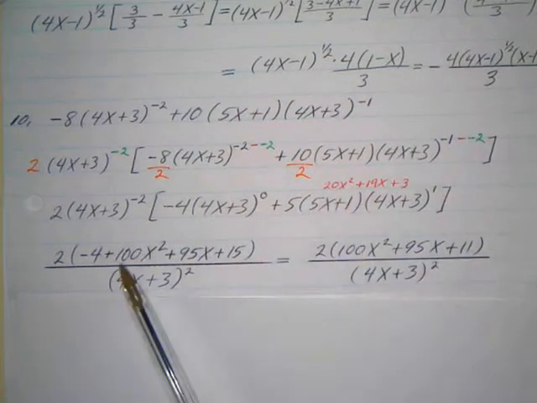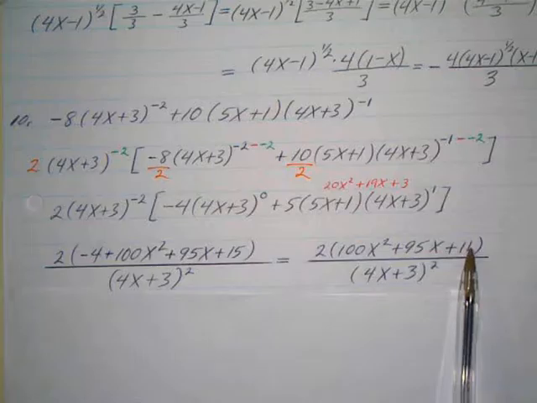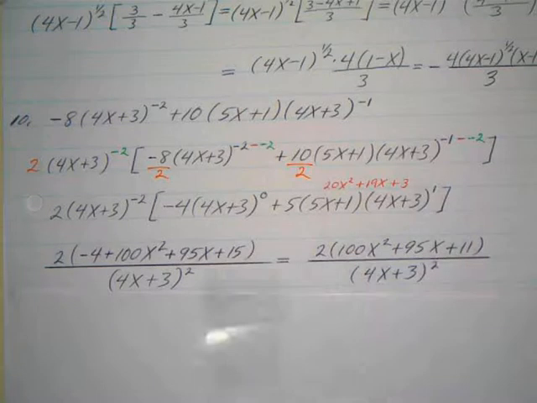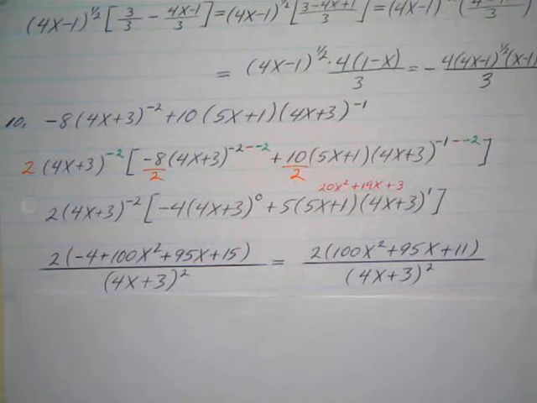Then 5 times 20 is 100x squared. 5 times 19 is 95. And 5 times 3 is 15. And then 15 minus 4 is 11. That's the only difference. I've got 2, I've got the 100x squared, I've got the 95x, 15 minus 4 is 11, all over the 4x plus 3 squared. So there's your final answer.